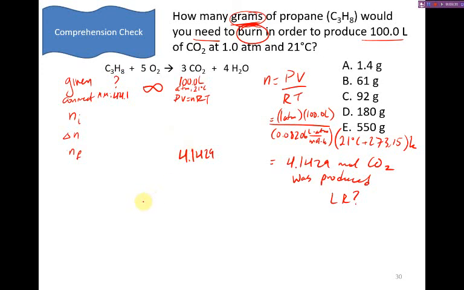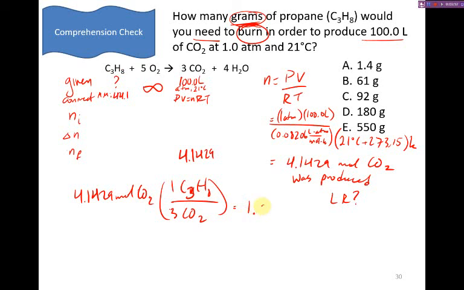And in order to find out how much propane that was, we take 4.1429 moles CO2, use the balanced chemical equation, and that's 3 moles of CO2 for every 1 propane, which means that we would have had to have 1.381 moles of propane.